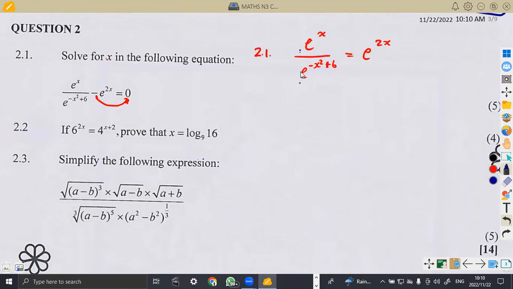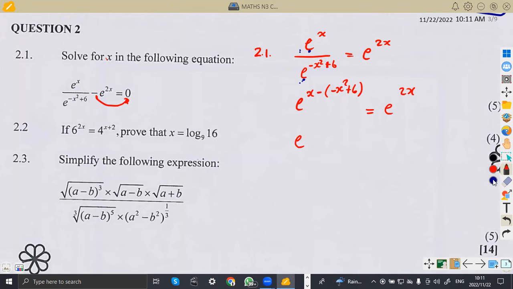From the left-hand side, the bases are the same. Remember, if you are dividing and the bases are the same, you subtract the exponents. So this was going to be e to the exponent of x minus minus x squared plus 6, which is equal to e to the exponent of 2x. If we subtract, that's a negative and a negative, which is a plus. So it was going to be x plus x squared, negative and positive, that's minus 6, which is equal to e to the exponent of 2x.